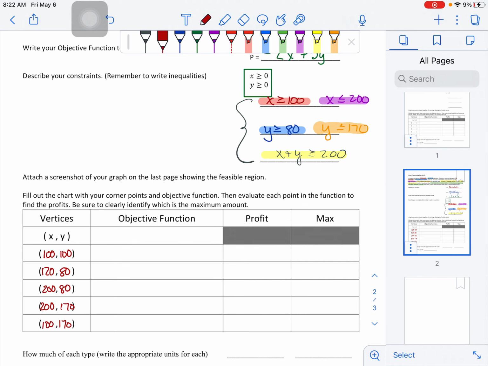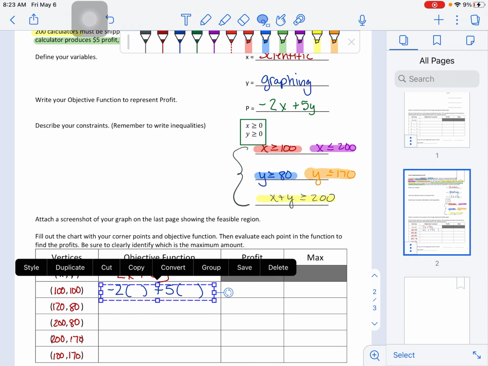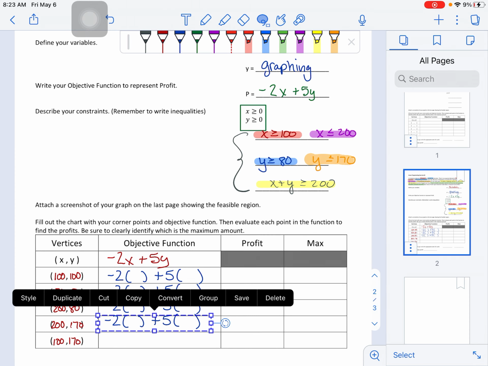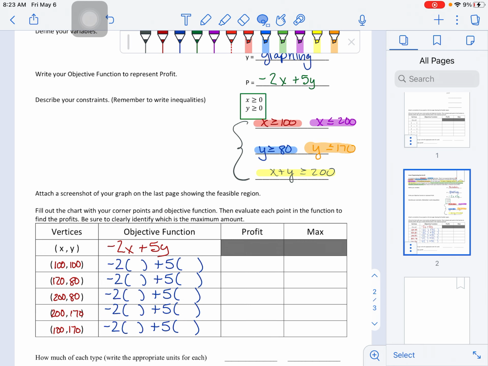Once you do that, you're going to take the objective function, negative 2x plus 5y, and write it without the x and y, and plug in each ordered pair. Let me just duplicate this right here. We don't always get 5 ordered pairs. Sometimes it's 3, sometimes it's 2, sometimes it's 4. Now I'm going to plug in each ordered pair, and we'll do the calculations and see which one is the maximum profit. This is the hardest one. The one on the test is actually not this hard.